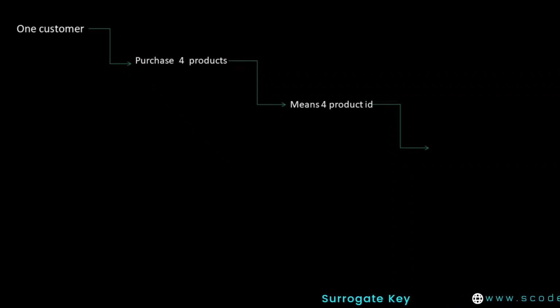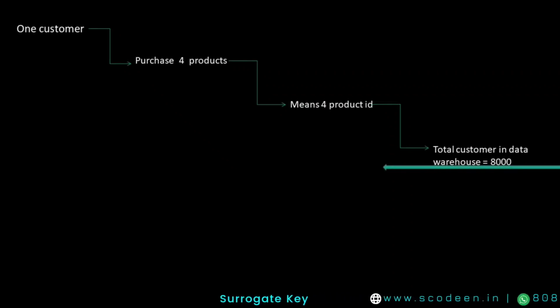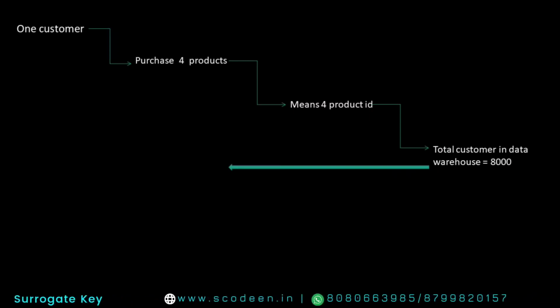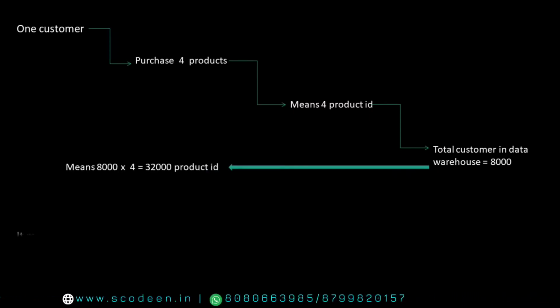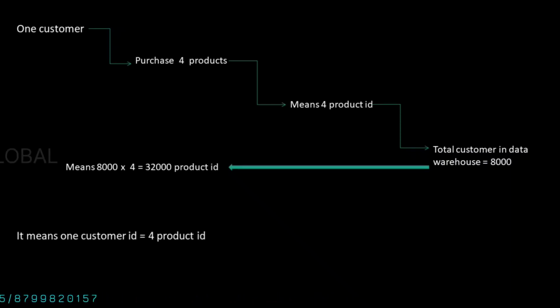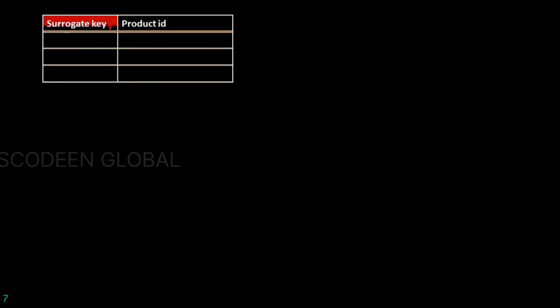So total number of customers present in the warehouse, assume it is 8,000. So the total number of product IDs will be 8,000 into 4, which is equal to 32,000 product IDs. Now we'll understand with the help of a practical approach.